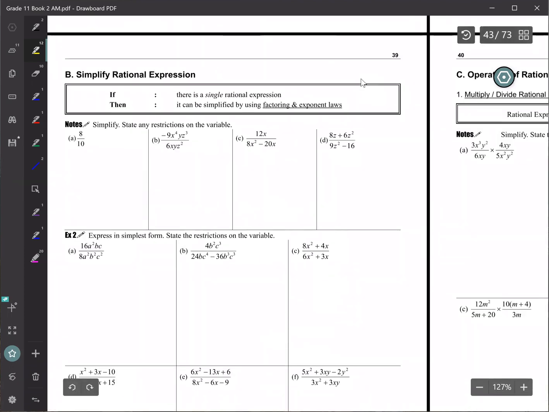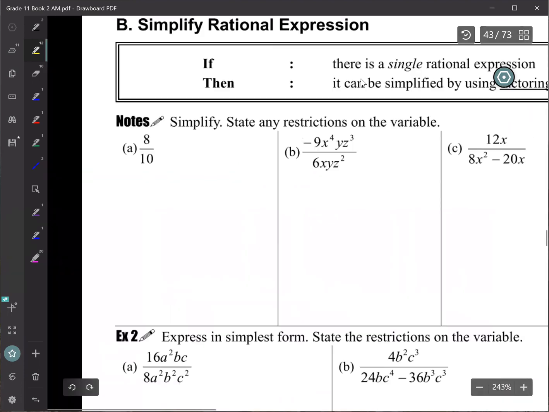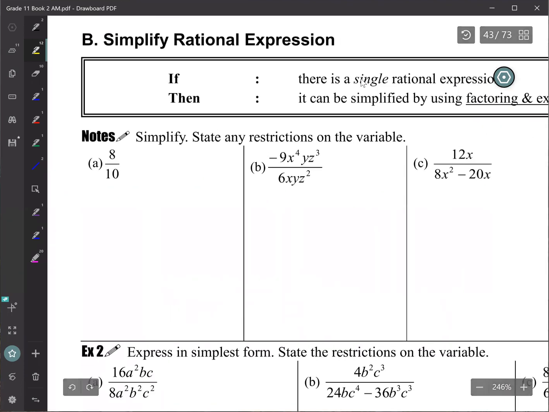And then the next part is simplifying rational expressions. Just look at the first one, 8/10. We can reduce that simply. You learned that in grade 8. Now with variables, you can also do the simplifying as well.